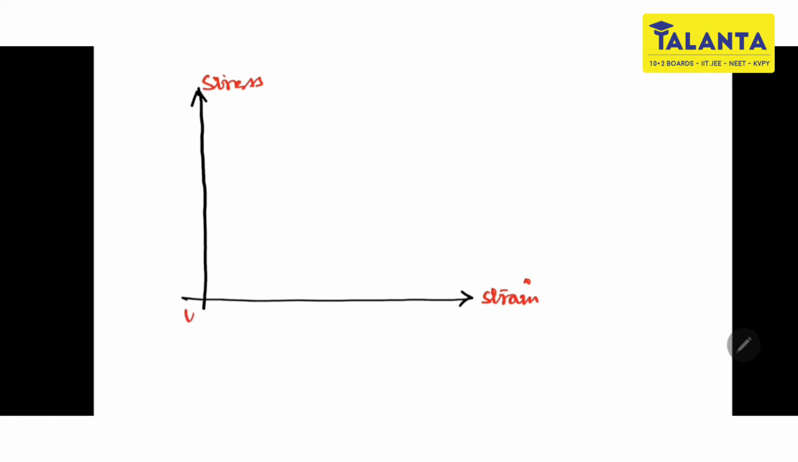Now move to relation between stress and strain. To show the relation between stress and strain, let's draw a graph between stress and strain. Here is point O, origin. First of all, up to point A, stress is directly proportional to strain. This B point is elastic limit.